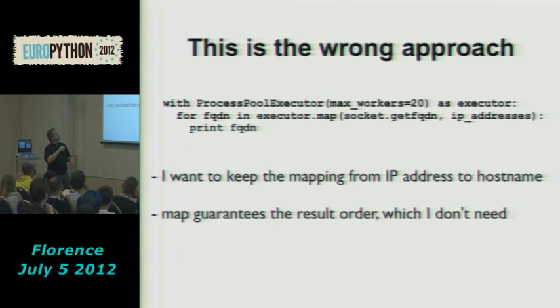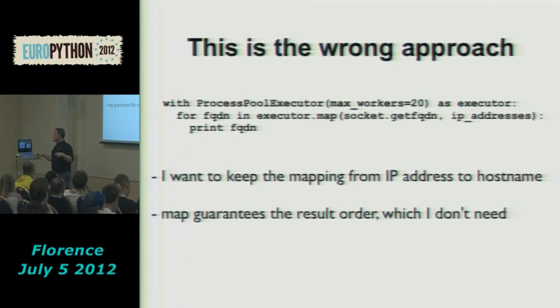But the other reason is that map guarantees the result order. And for this, and also for the HTML counter I showed you in the previous example, I don't need to have the order preserved. Map is going to return the first element first, the second element second, and the third element third, and so on. But all I care about is the data, and I can merge that data myself, because I don't care about the order.